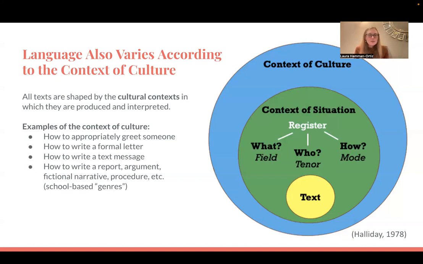And so students need to learn these school-based genres to be successful, but I think we first need to understand that these genres, these ways that we're asking students to use language, are operating within a specific context of culture, or school culture.